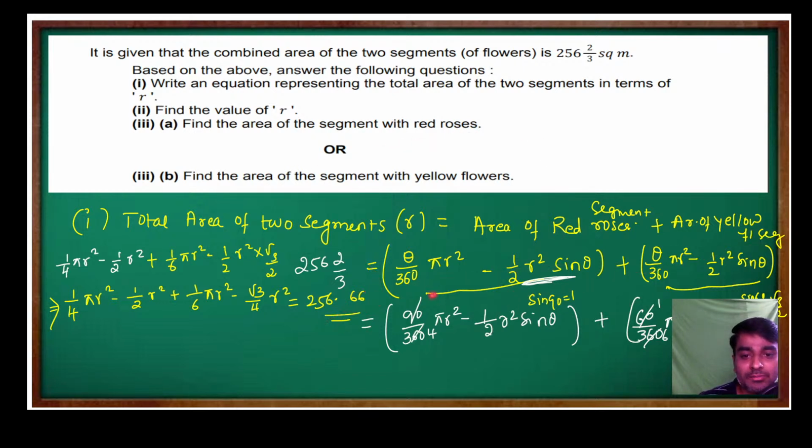And remember this formula, the area of segment formula: theta by 360 times pi r square minus half r square sin theta. This is the area of segment.